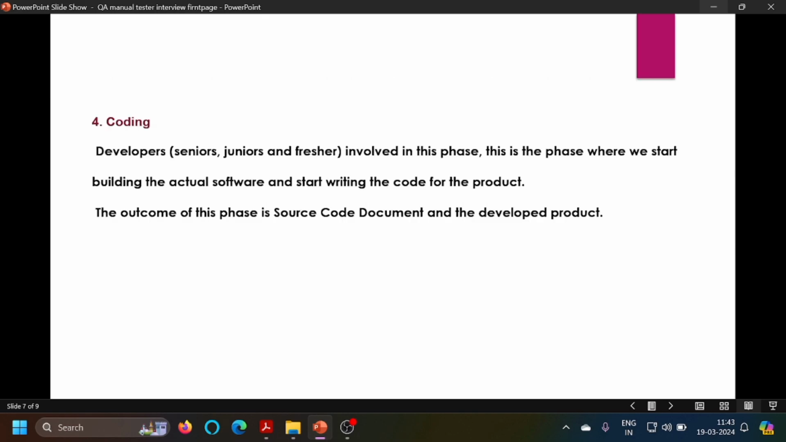Okay, after the design phase, the next stage is basically coding. Developers are involved in this, like senior developer, junior developer, as well as fresher. In this phase we start building an actual software and start writing the code for the product. The outcome of this phase is a source code document and the developed product.